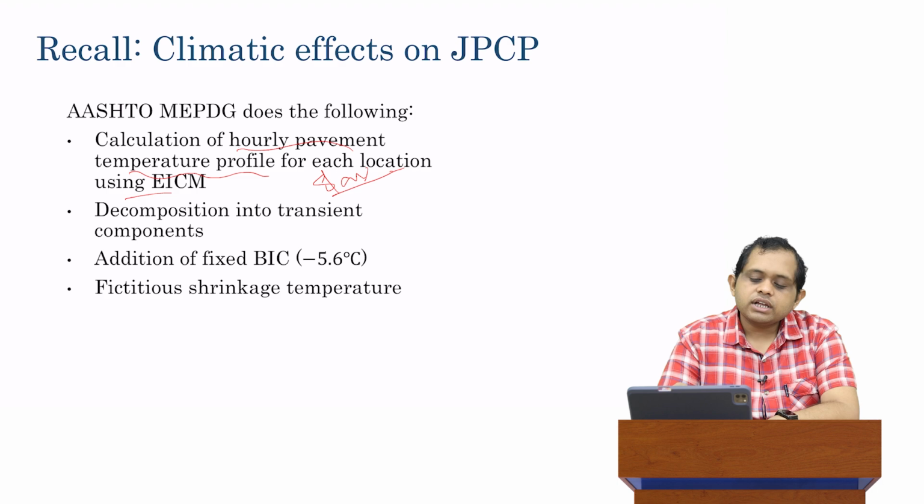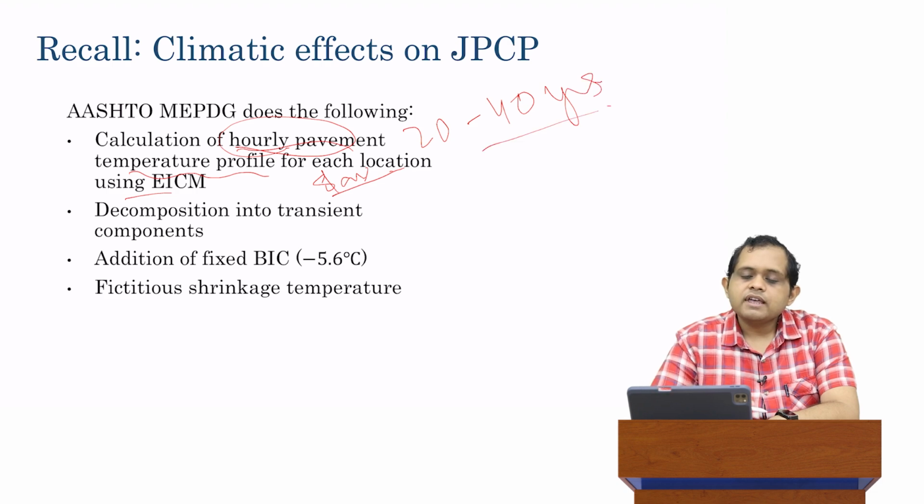Remember, it's an hourly calculation for 20 to maybe 40 years, even 50 years if you're using CRCP. So it's for 20 to 40 years worth of hours. So you can calculate how many hours it has to do this calculation for. While each calculation itself is relatively fast, it takes a couple of milliseconds per calculation, the sheer number of calculations that has to be done can make this a somewhat slow process.